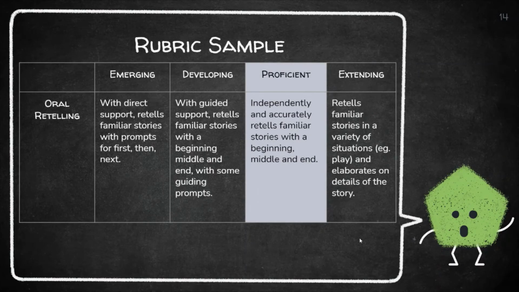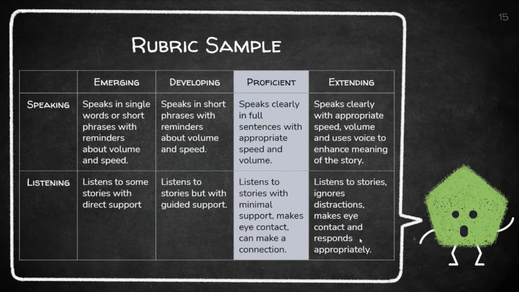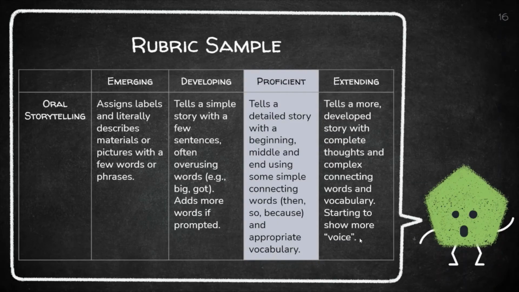So just to take a closer look, this is oral retelling, and the goal, proficient, for each student would be to independently and accurately retell familiar stories with a beginning, middle, and end. For speaking and listening, the goal would be to speak clearly in full sentences with appropriate speed and volume, and listen to stories with minimal support, make eye contact, and make a connection. For oral storytelling, the goal would be for students to tell a detailed story with a beginning, middle, and end using some simple connecting words and appropriate vocabulary.